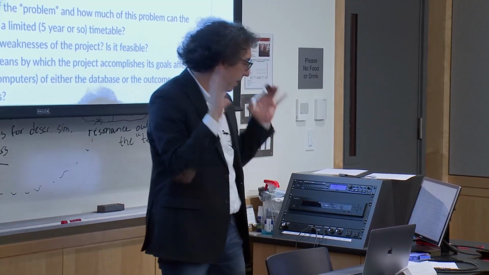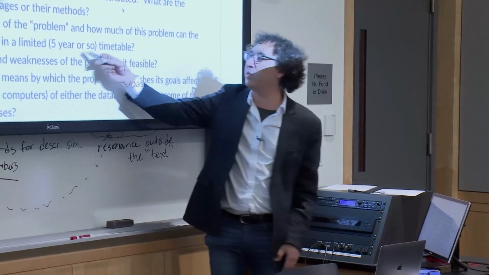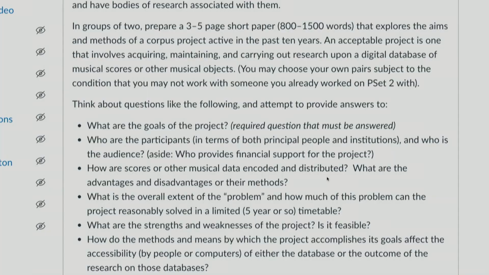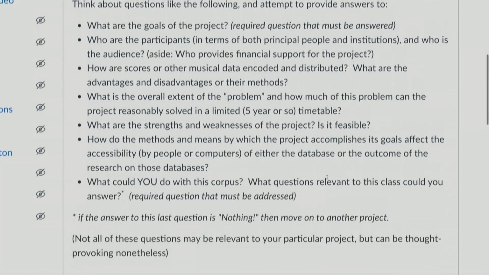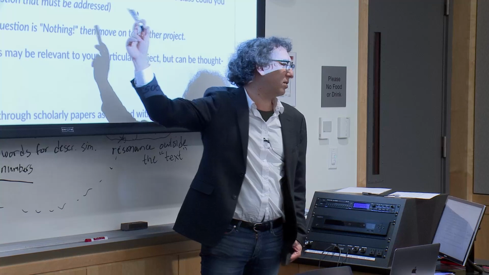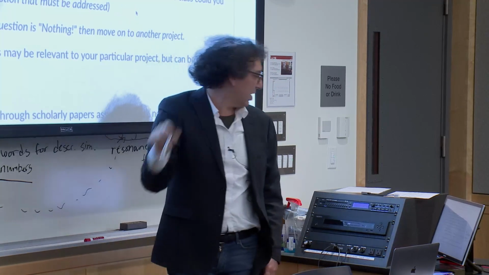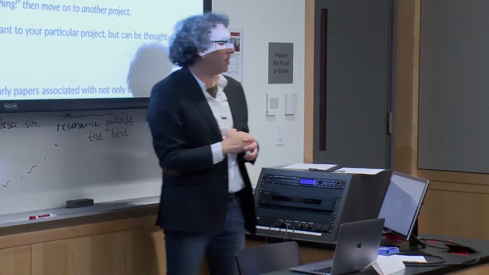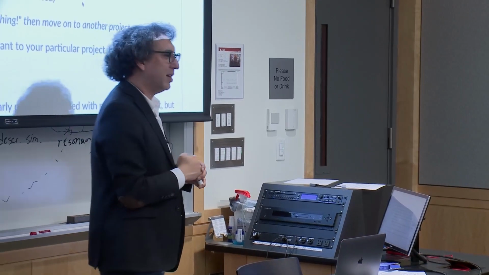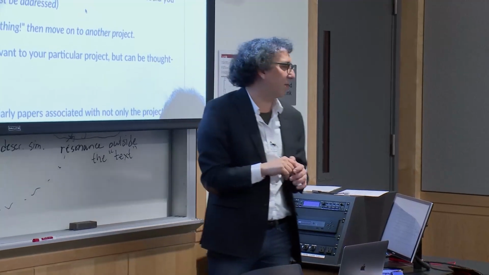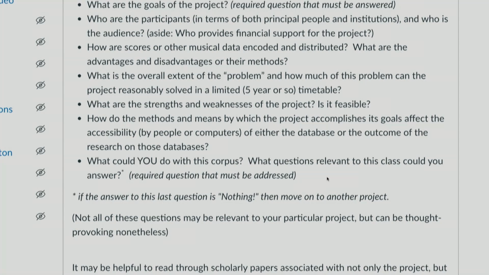And how much, by doing this, how much of the problem do you think could be reasonably solved in a limited timetable? You don't have to do all of these except for the first one, and we'll get to the last one. What are the strengths and weaknesses? And what could you do with this corpus? What questions relevant to this class could you answer by having this? Just like we did with what questions could you answer with a whole collection of Bach chorales, was that piece at 1 or 2 or 3 or something like that, you don't need to use the corpus to answer it. You're not being asked to download and do the things.